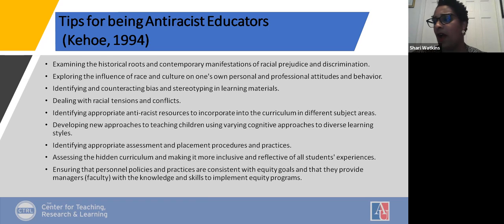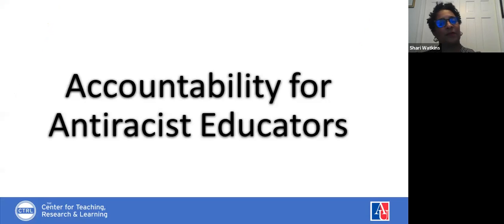And so, these are not prescriptive, but they are just tips to help us think about if we want to continue in our goals of being anti-racist or inclusive, to help guide us with this. And so, as we think about being inclusive and anti-racist, how do we keep ourselves accountable?